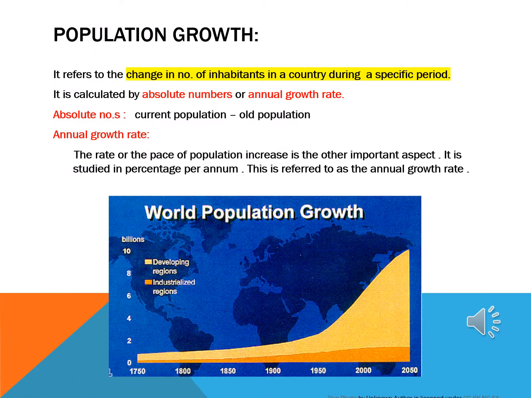Population growth. Population growth refers to the change in the number of inhabitants in a country during a specific period. It is calculated by absolute numbers or annual growth rate. Absolute numbers: we can calculate this by subtracting the old population from the current population.